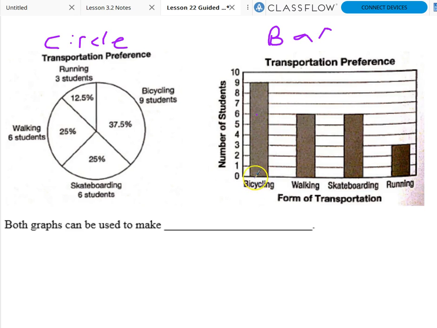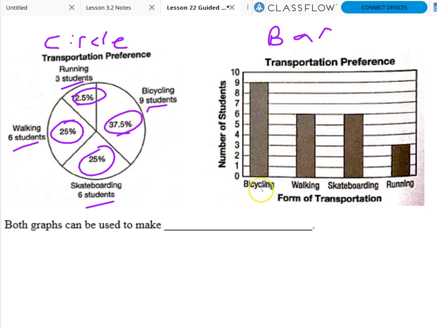Right? So in the circle graph, it labels each part with what each section represents. And then they usually give us some sort of percentage in each spot, right? So notice the 37.5 is the biggest percentage. So that takes up the biggest slice of the circle. And then our two that are 25% are equal in size. And then our 12.5 is a little bit smaller.